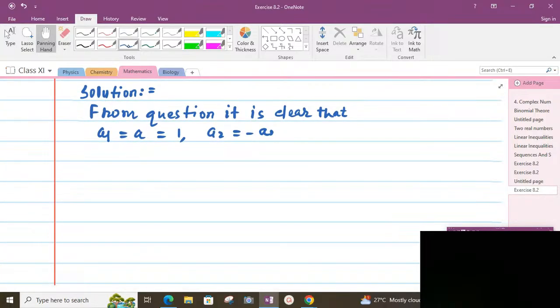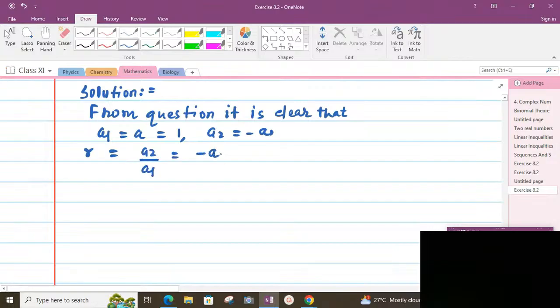So we recall the formula for common ratio. We write down here r equal to a2 by a1. The value of a2 is -a by 1, equal to -a. After this, is there no problem to understand up to this step? Now we recall the formula of sum of n terms, and it is written here a not equal to -1. So here r will be what? Not -1. So if we put here minus, then it becomes plus.